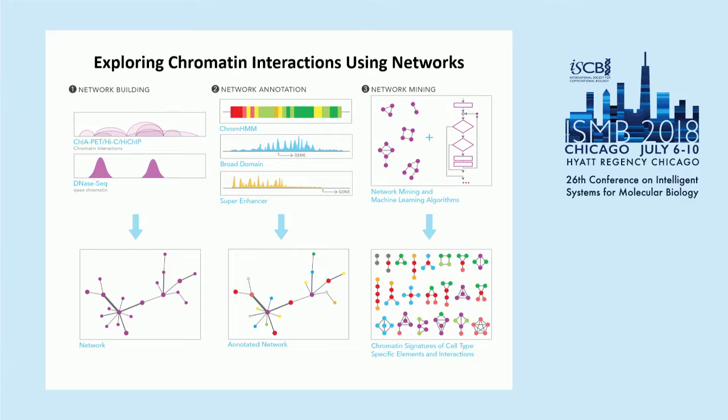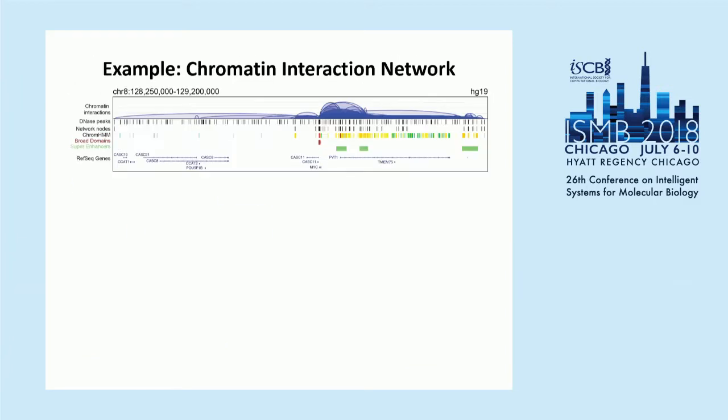Next, we annotate our networks by first using ChromHMM states to annotate the different regulatory elements. And then next, we annotated the cell-specific promoters with broad domains and cell-specific enhancers with super enhancer states. With our annotated chromatin interaction network, we then use various network mining and machine learning algorithms to process our interaction networks.